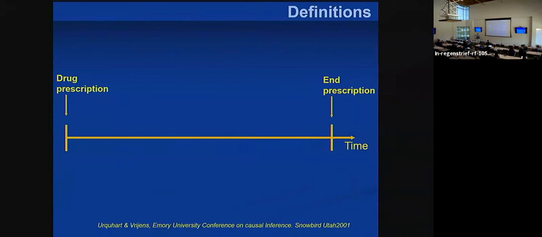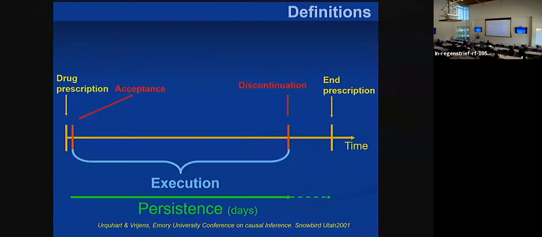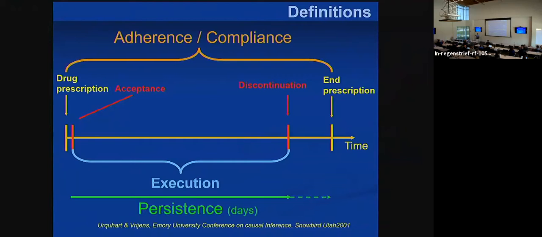Patient gets a prescription, and that prescription usually has an end to it unless it's a chronically used medication. But the patient has to accept that prescription, and then they may discontinue it earlier than what the physician had hoped for. So that period of acceptance and discontinuation is called execution. That's basically the time period the patient was getting the medication. Persistence is a term you'll see in the literature, and it has to do with simply the duration the patient is on the drug. And it could be shorter than what the physician hoped for.